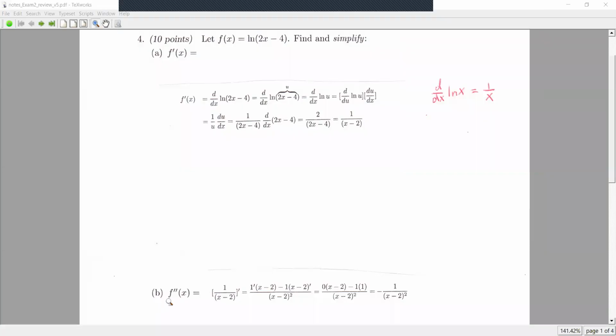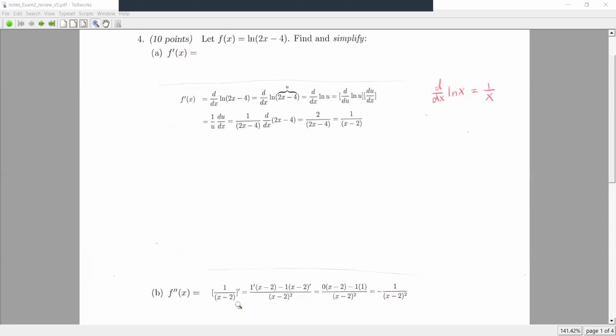Part B. Find the second derivative of function f. In part A, we have obtained the first derivative. The result is 1 over x minus 2. Now, take derivative again. Because 1 over x minus 2 is a quotient, we apply the quotient rule to compute this derivative.